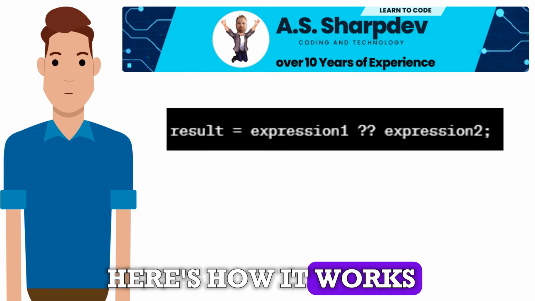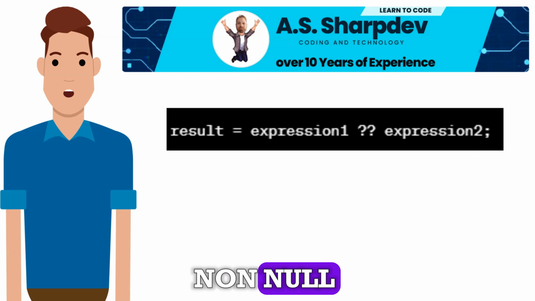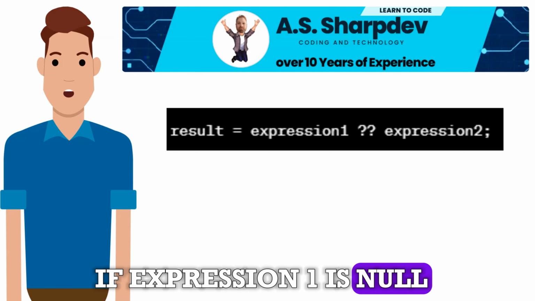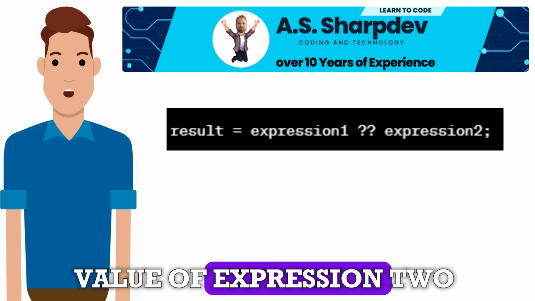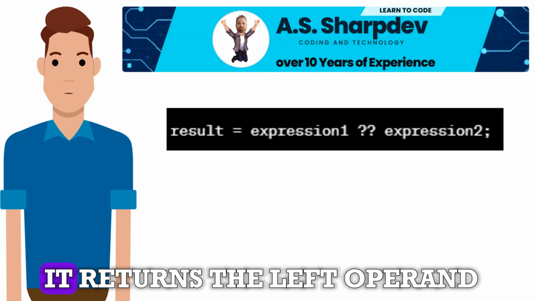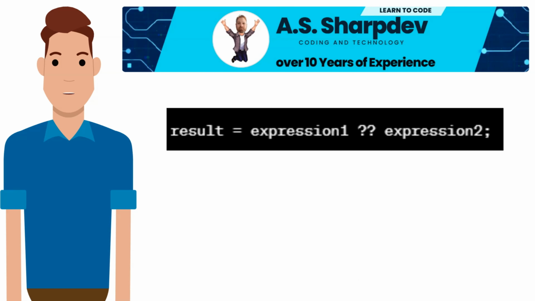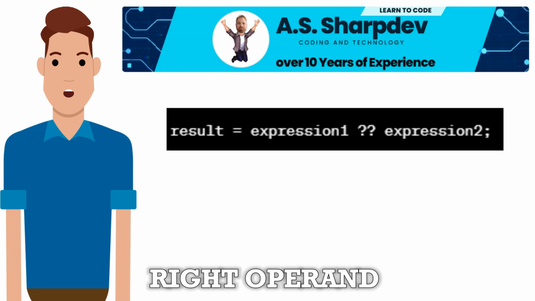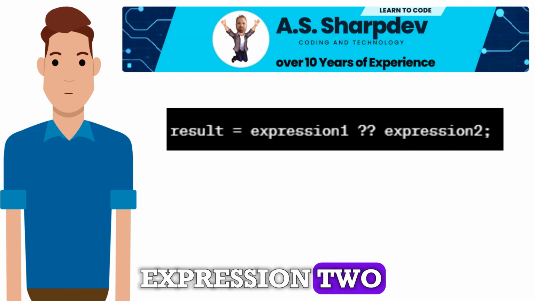Here's how it works. If expression 1 is non-null, the result is the value of expression 1. If expression 1 is null, the result is the value of expression 2. In other words, it returns the left operand, expression 1, if it's not null. Otherwise, it returns the right operand, expression 2.